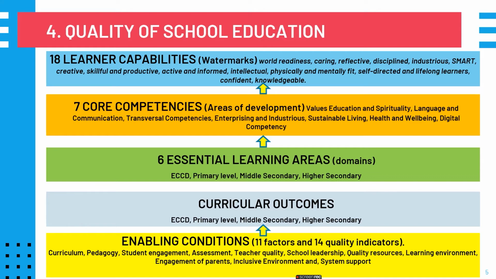In the Bhutanese context, the quality of school education is defined through four broad parameters. First, it is defined by the 18 learner capabilities or attributes. Secondly, based on the 7 core competencies. Thirdly, the curricular outcomes at different levels of school education, and support system or enabling conditions, which actually contains 11 domains and 14 quality indicators.